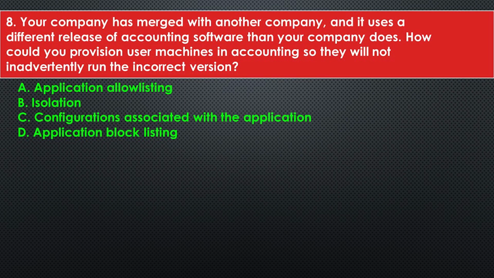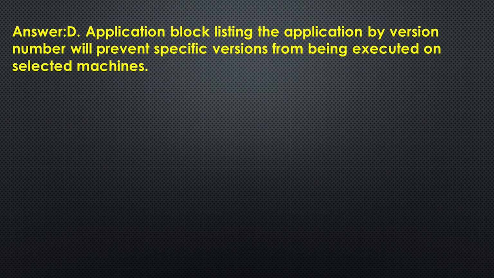8. Your company has merged with another company, and it uses a different release of accounting software than your company does. How could you provision user machines in accounting so they will not inadvertently run the incorrect version? A. Application allow listing. B. Isolation. C. Configurations associated with the application. D. Application block listing. Answer D. Application block listing. The application by version number will prevent specific versions from being executed on selected machines.